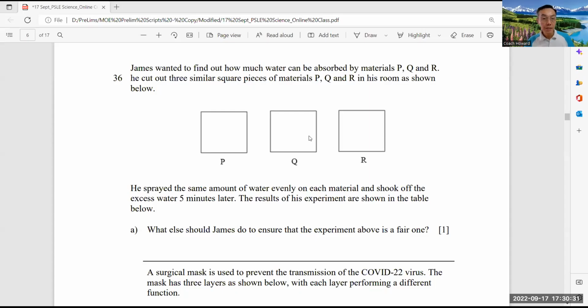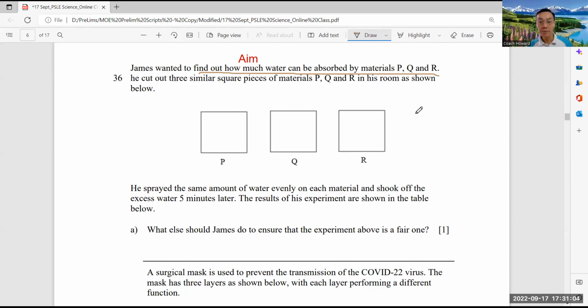As you can see, it says that James wanted to find out how much water can be absorbed. So again, here you annotate this is the aim of the experiment, which is to test how much water can be absorbed by these three materials, P, Q, and R. So he cut out three similar square pieces, and then he sprayed the same amount of water evenly on each material and shook off excess water for 5 minutes.